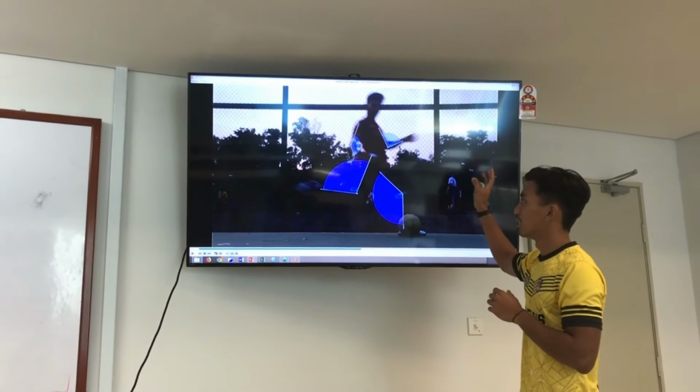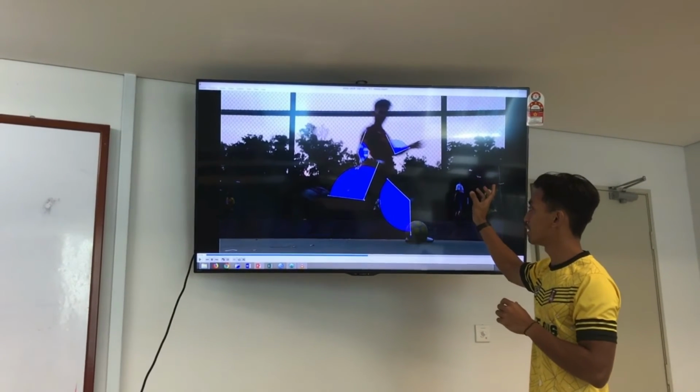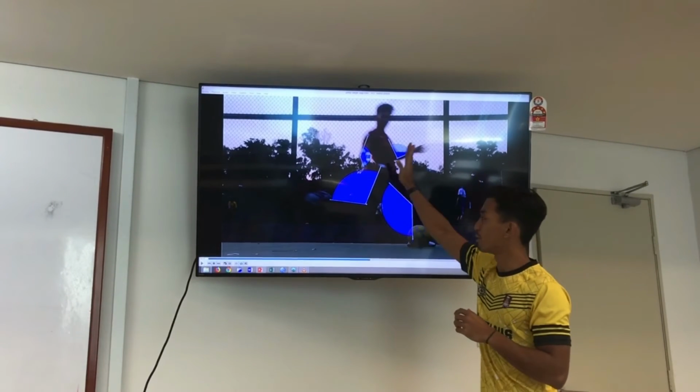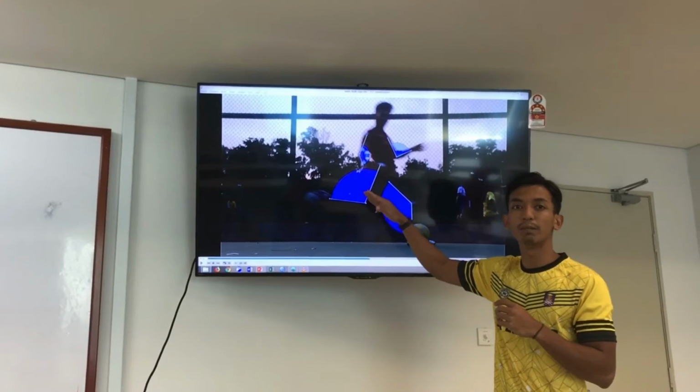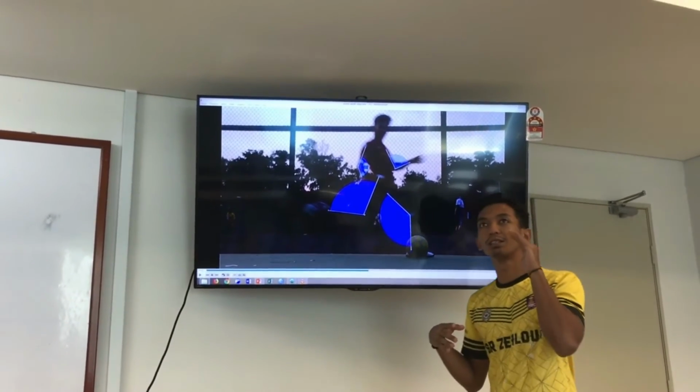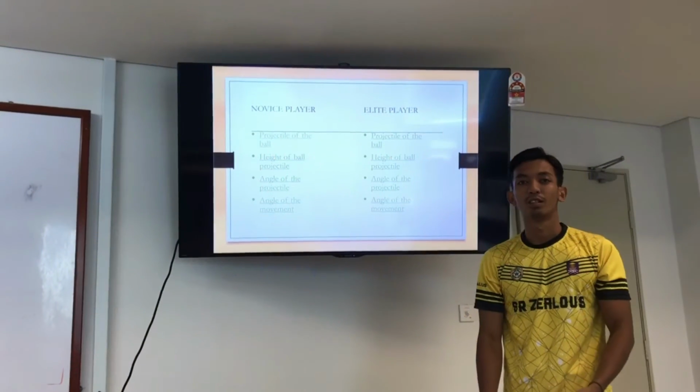Just now you can see the elite player and novice player. The novice player is straight away, but the elite player leans back a little bit to get a quite high projectile of the ball.